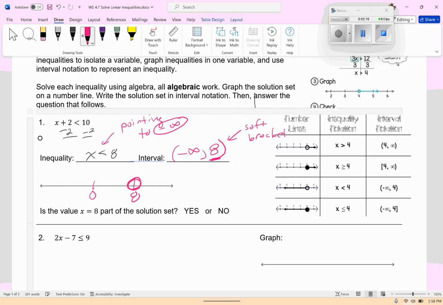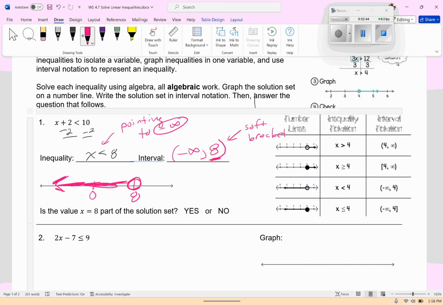You have an open dot here, and you're shading this direction here. All right, so that's the answer. So we basically have used 3 different ways to show how this works. We talked about number lines, inequality notation, and interval notation.